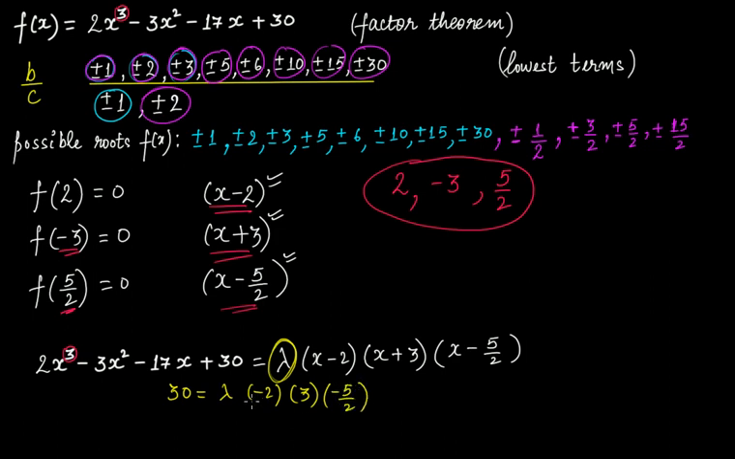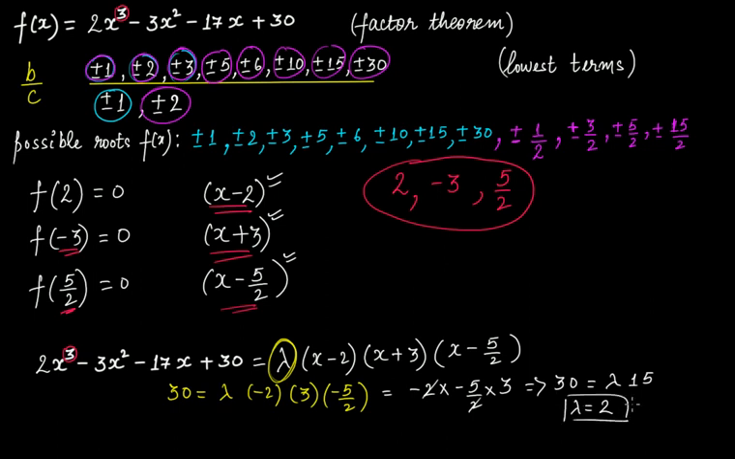Okay, so this is basically what? Minus 2 multiplied by 3 multiplied by minus 5 by 2. This can be written as minus 2 multiplied by minus 5 by 2 multiplied by 3. This 2 gets cancelled. You have minus 1 actually here now. Minus 1 multiplied by minus 5 is what? 5. Multiplied by 3 is what? 15. So from here you get 30 is equal to lambda times 15. Lambda multiplied by 15 is equal to 30, therefore lambda is equal to 2.